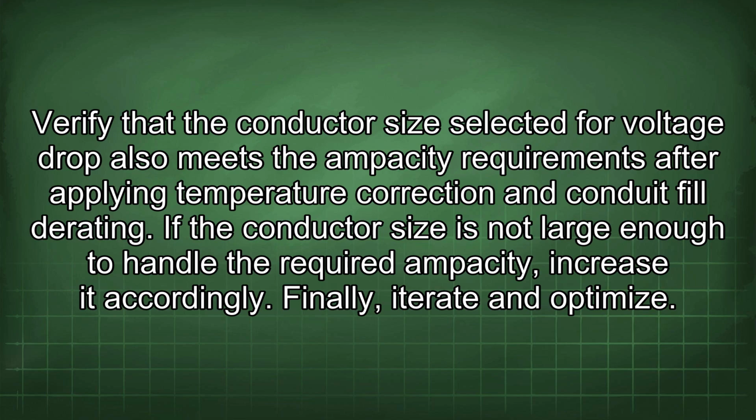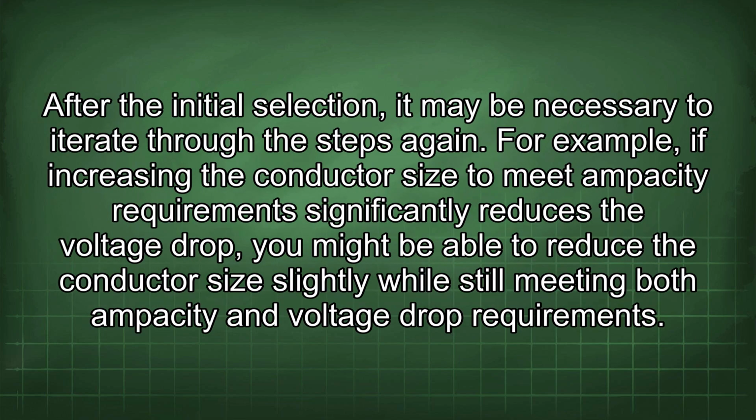Finally, iterate and optimize. After the initial selection, it may be necessary to iterate through the steps again. For example, if increasing the conductor size to meet ampacity requirements significantly reduces the voltage drop, you might be able to reduce the conductor size slightly while still meeting both ampacity and voltage drop requirements.